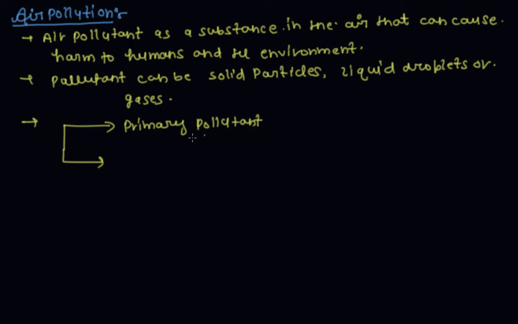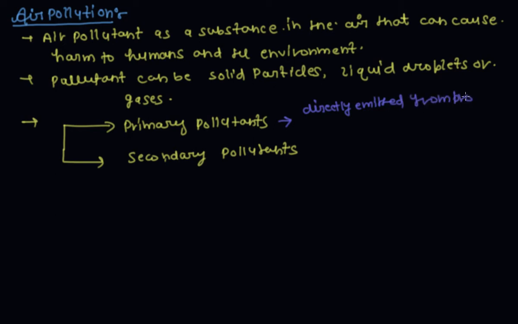Primary pollutants or secondary pollutants. Now the primary pollutants are substances directly emitted from a process, for example ash from a volcanic eruption, carbon monoxide gas from motor vehicle exhaust, or sulfur dioxide released from a factory. For example, carbon monoxide, CO, from a motor vehicle.